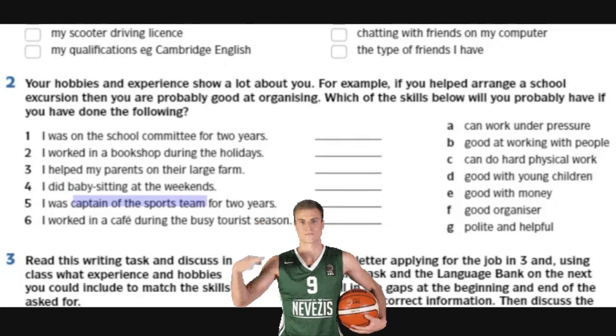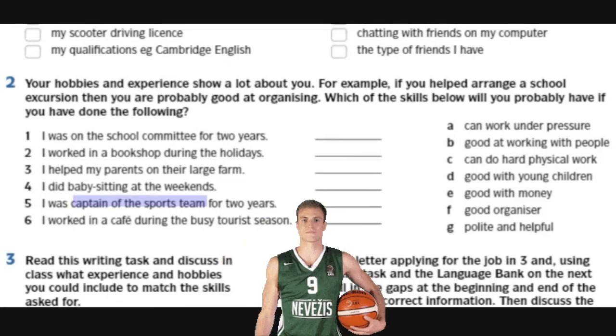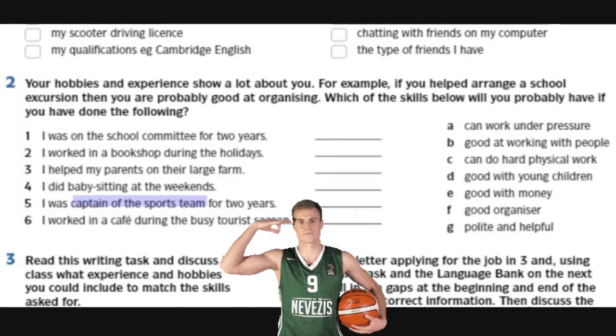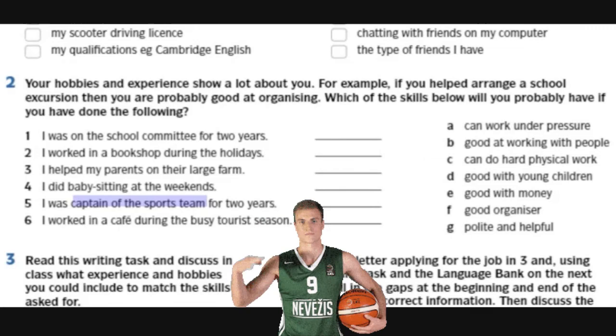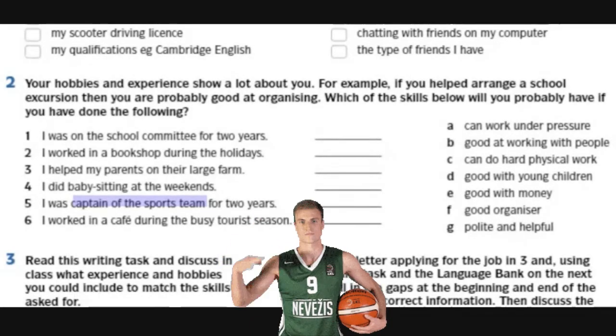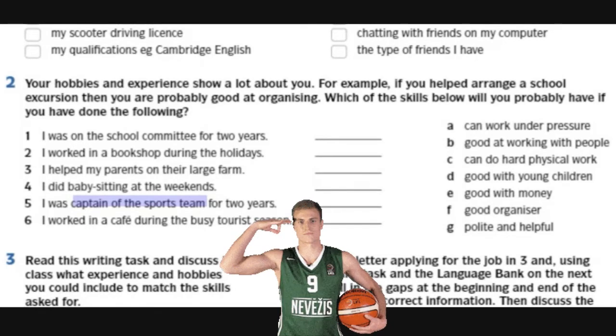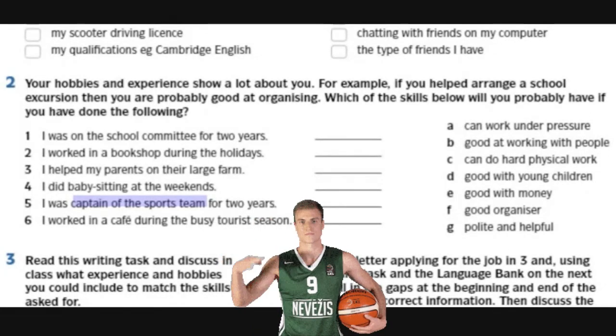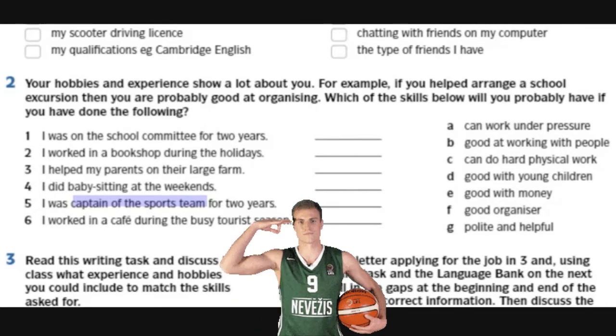What skills should you have as a captain of the sport team? Good at working with people. Yes, because you are working with your teammates, right? You have to be good at working with people. Other than that, anything else? Yeah, good organizer. You have to be good in planning, can work under pressure. Sometimes when you join sports tournaments, you will feel the pressure also, right? That's why you have to be able to work under pressure, and also since you are captain, sometimes you have to plan strategies, right? That's why you have to be a good organizer.